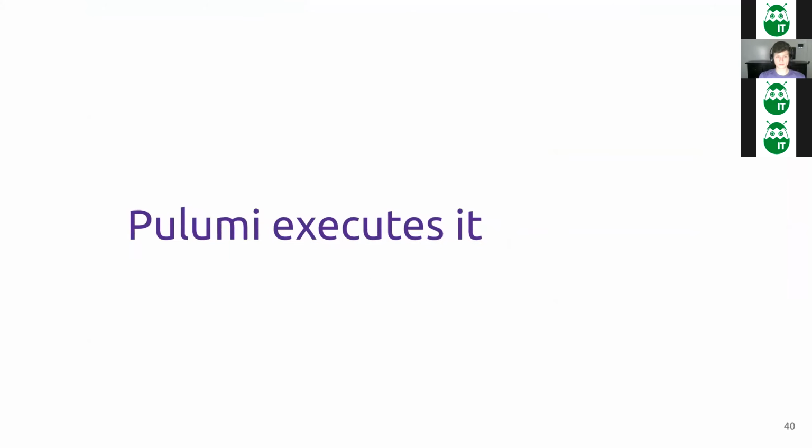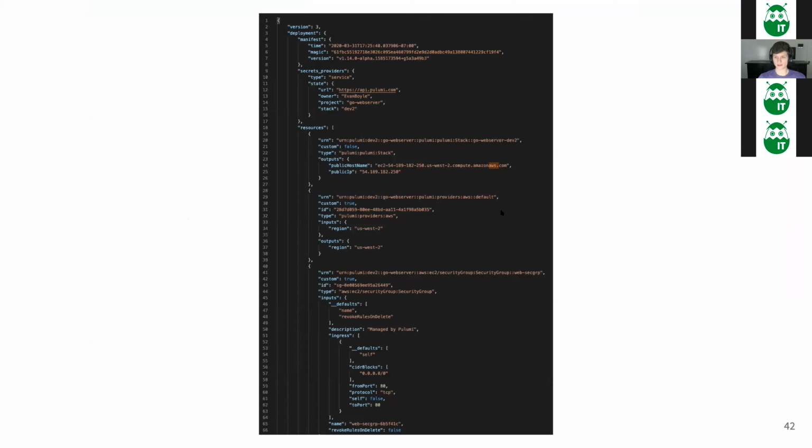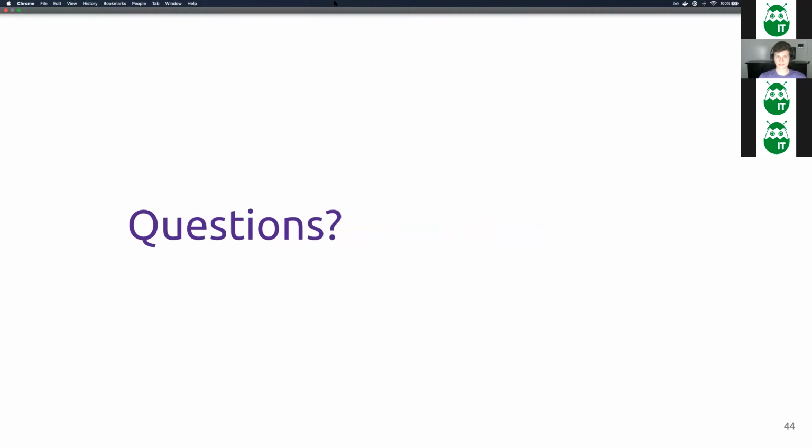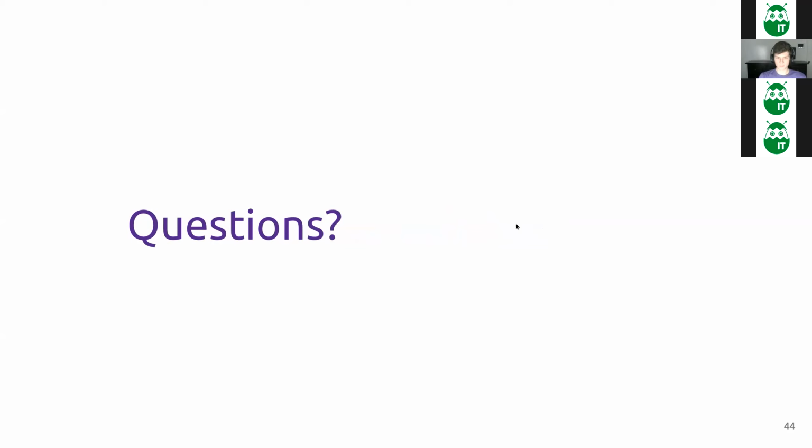So what does that mean? We write imperative code. Pulumi executes it, produces a declarative desired state file, and then drives to that desired state. Any questions? All right.